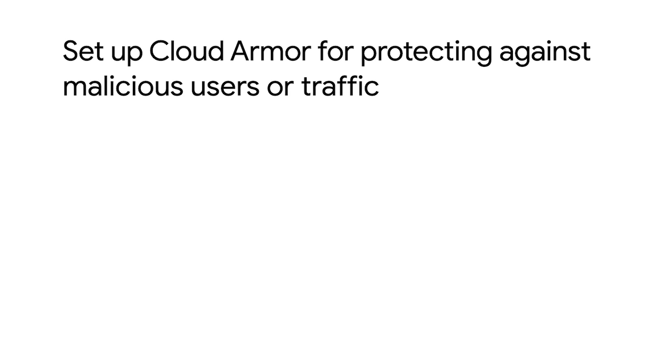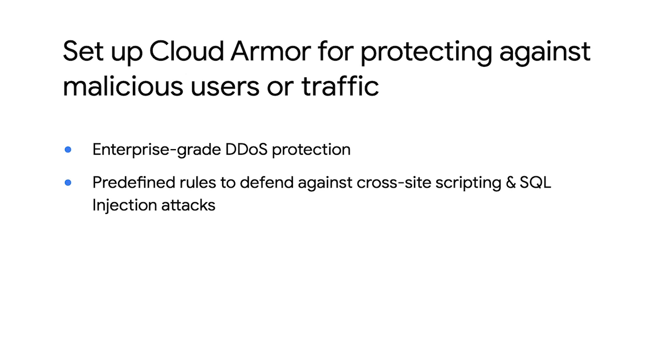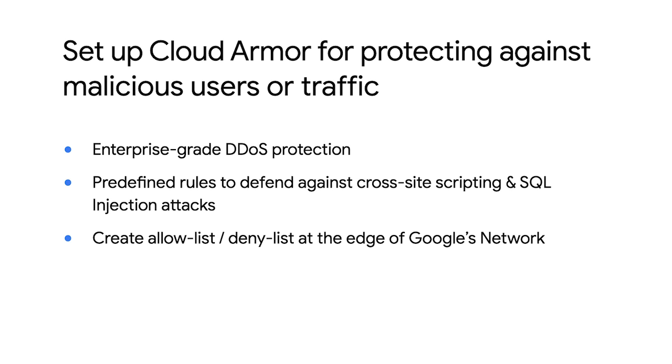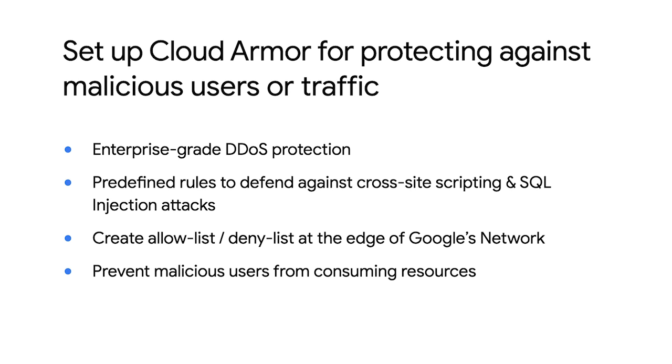Now it's time to add some security by adding Cloud Armor to the incoming traffic. Cloud Armor sits at the Google edge and provides DDoS protection along with predefined rules that defend against cross-site scripting and SQL injection attacks. You can also create custom IP-based allow and deny lists and prevent malicious users from consuming your resources.